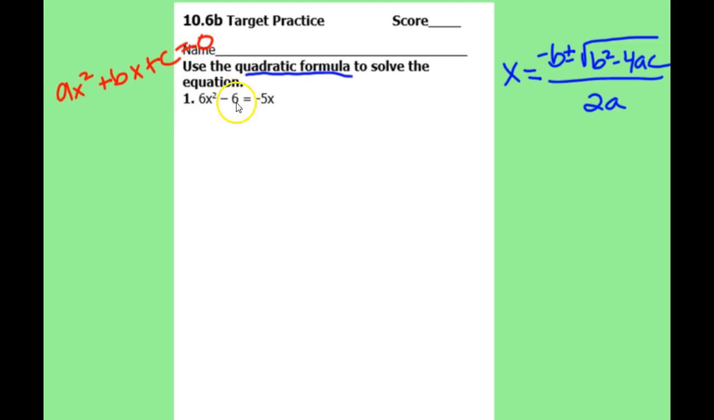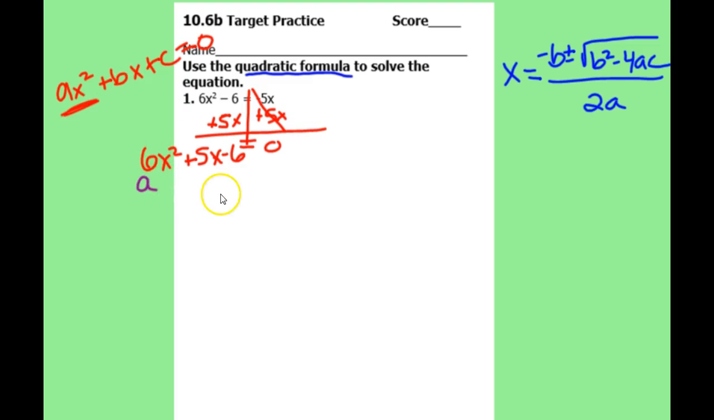So we have these two on the same side, but we need to move this 5x over to the other side. So those will eliminate. And write your x squareds first. We have 6x squared plus 5x minus 6. Now we know a is 6, b is 5, and c is a negative 6. So let's plug in what we know into our quadratic formula.